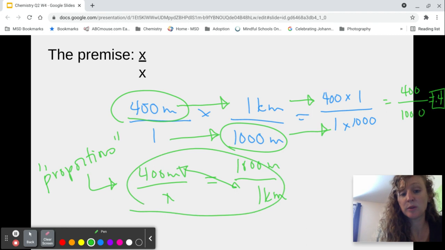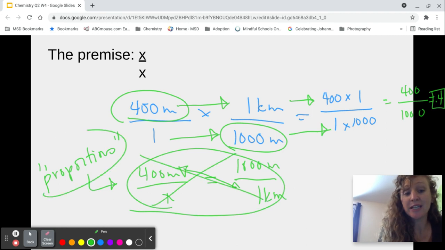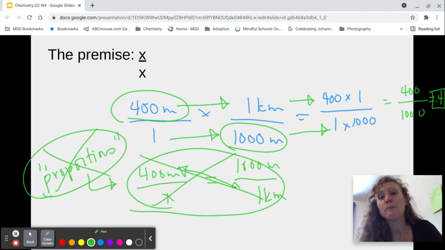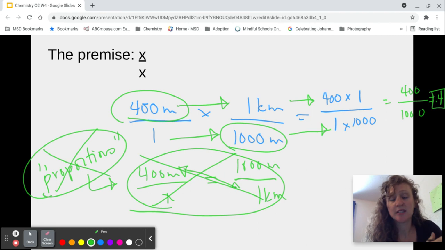So we're not dealing with proportions. In fact, we're trying to get away from proportions. Proportions is another way to deal with conversions, but proportions gets really difficult to deal with when you have 4 or 5 or 6 or 7 different conversions that you have to set up.